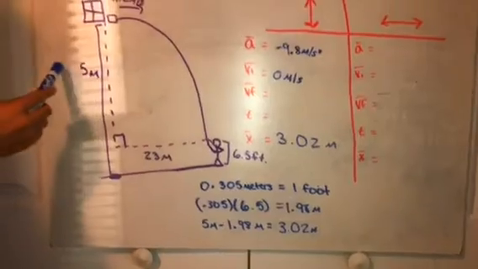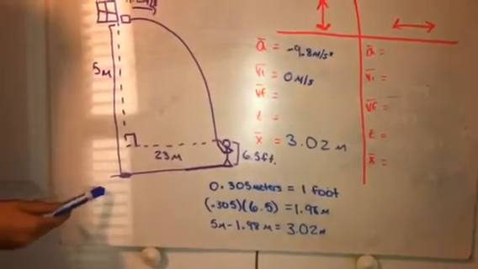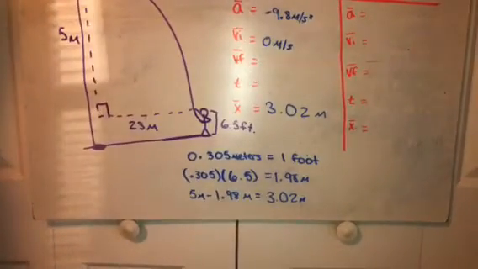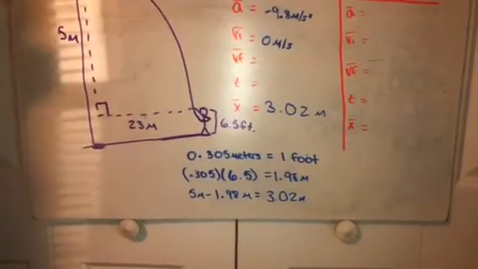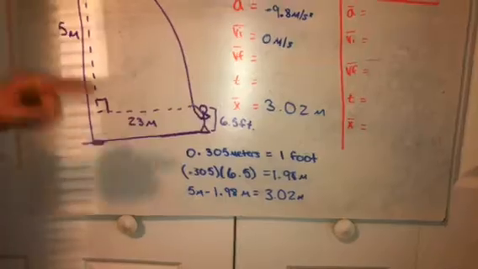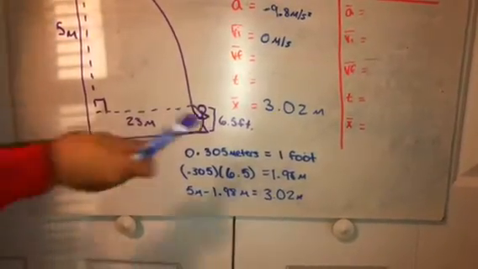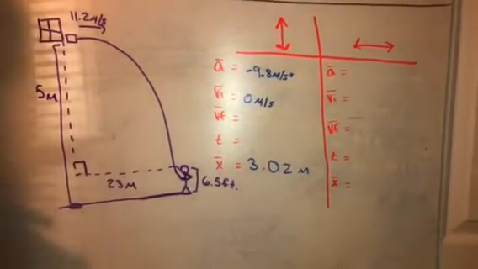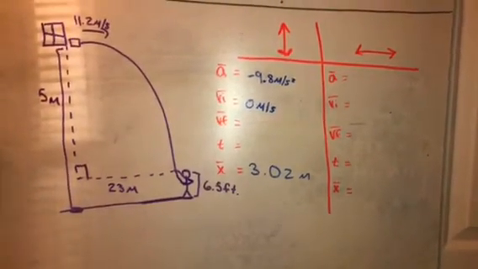Then, I have to take the displacement from the window to the ground and subtract his height. When I do this, it's 5 meters minus 1.98 meters, making the displacement between the window and his hands 3.02 meters. I then fill that into the chart. So with the use of very minimal math, that is all we know for the vertical side of this equation.